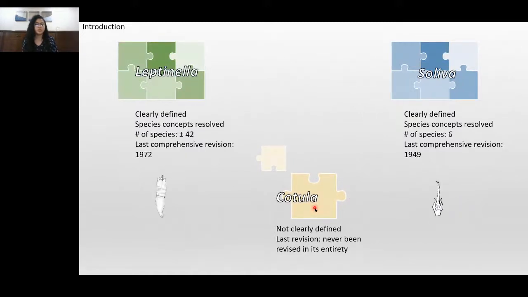But when we investigated and looked at all the Cotula specimens, we noticed that all the morphological characters that we use to circumscribe both Leptinella and Soliva are actually also present in Cotula species. And this blurs the lines of the circumscriptions of these genera.